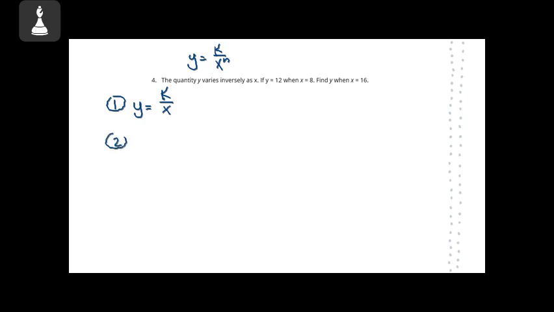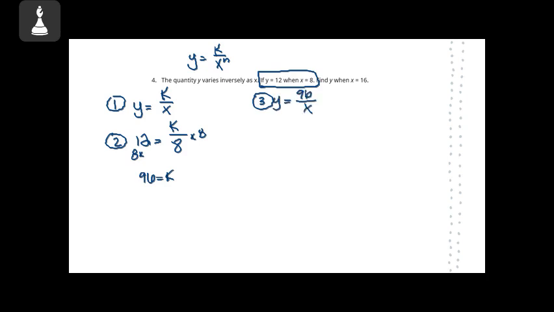Plugging in, our y is 12. We don't know k, but x is 8. So to get k by itself, I'm going to multiply both sides by 8. And I'm going to get 96 equals k. So our equation for this relationship is y equals 96 over x. So if I want to find y when x is 16, I'm just going to plug in 16 for x. That takes 96 divided by 16 and gives us 6.